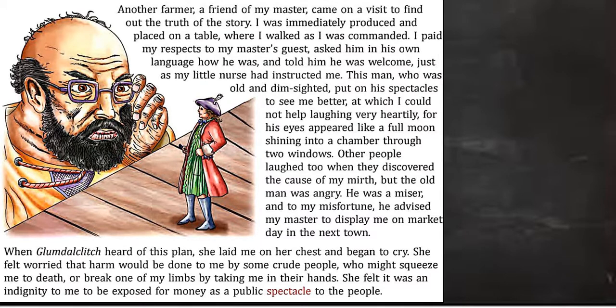In this paragraph, another friend of Glumdalclitch's father came on a visit to find out the truth of the story of the creature living in their house. Gulliver was immediately produced and placed on a table. As per the instruction of Glumdalclitch, he welcomed the guest and asked him how he was in his own language. The farmer's friend was old and dim-sighted. He looked at Gulliver through his glasses, and Gulliver began to laugh at the sight of the man's eyes through the glass. Other people too laughed when they discovered the cause of Gulliver's mirth.